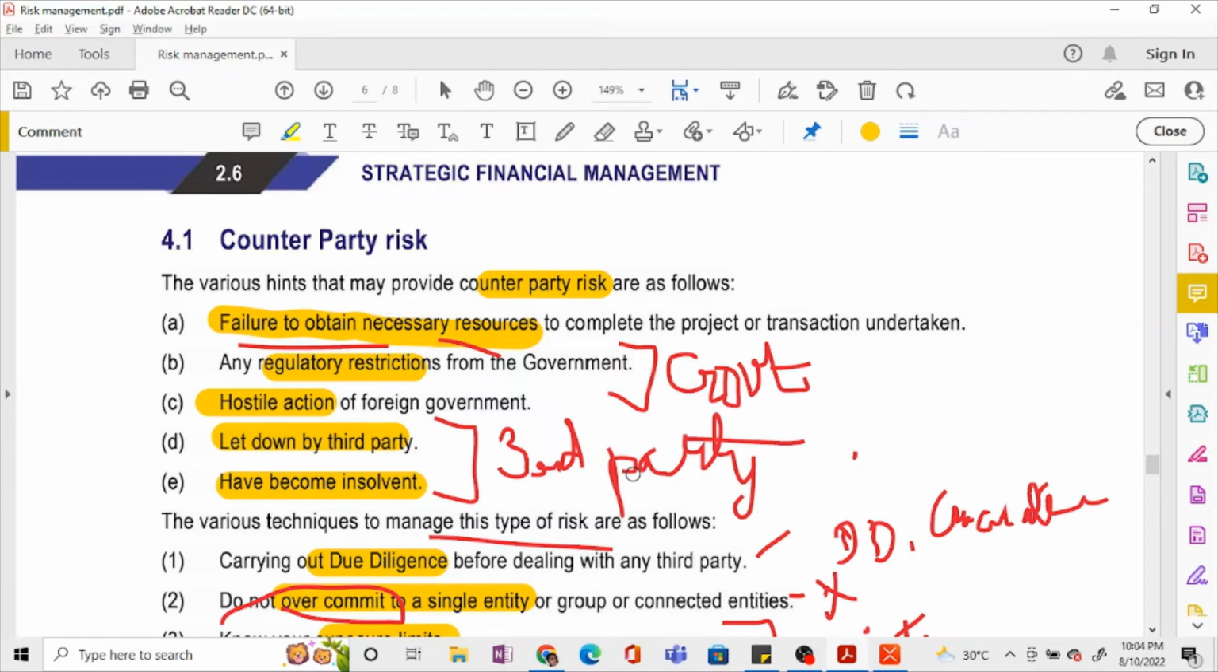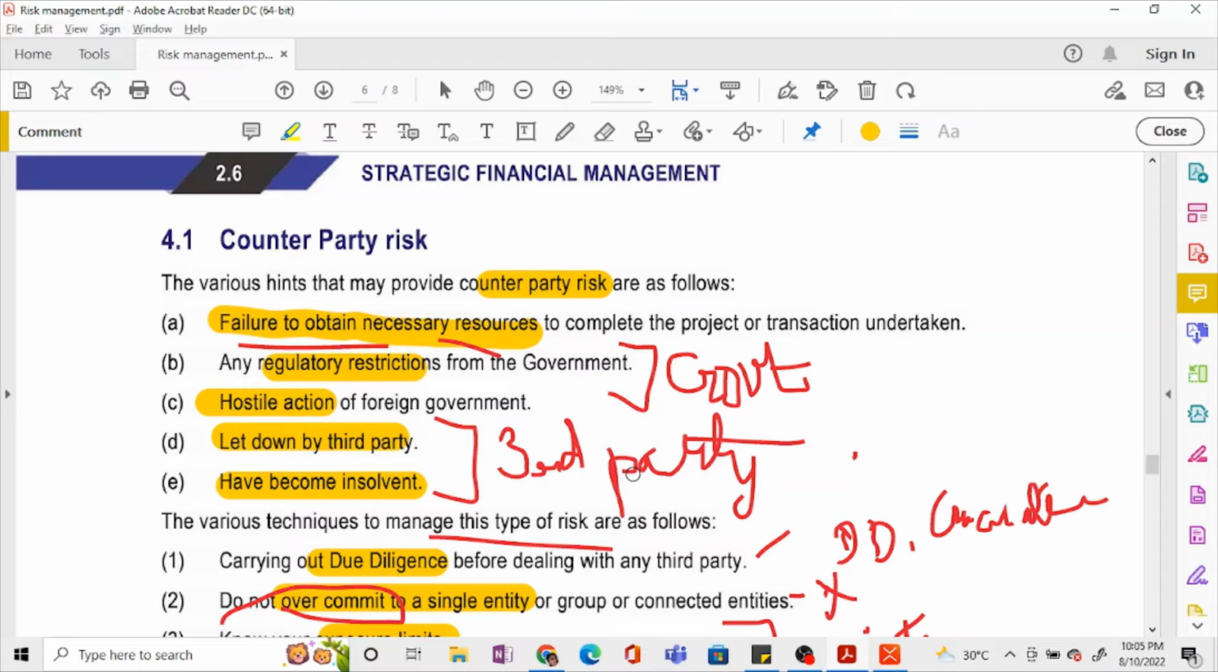First, failure to obtain the necessary resources. If any party has to provide the goods or the services, but we are not even getting the resources which are required from that customer, or money, they are not paying the money, that means any one party is going to fail. That is called failure to obtain the resources from the counterparty. That is the counterparty risk.